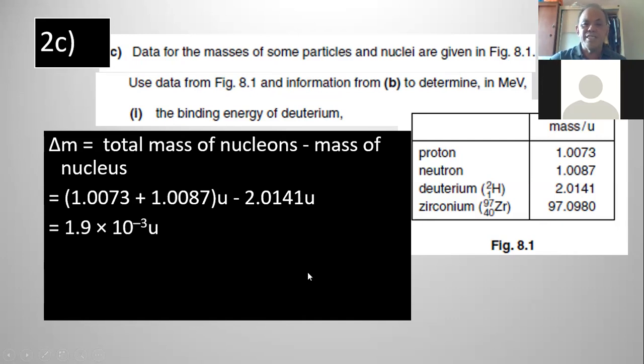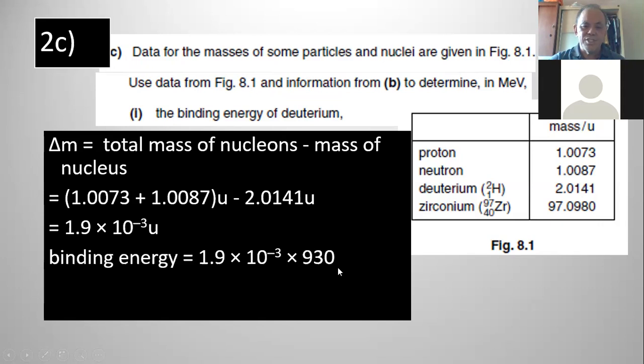And then since they want it in mega electron volt, you have to use the value that you have derived times 930. One atomic mass unit is 930 MeV. So this value times 930, and then you get mega electron volt, which is a very large value.